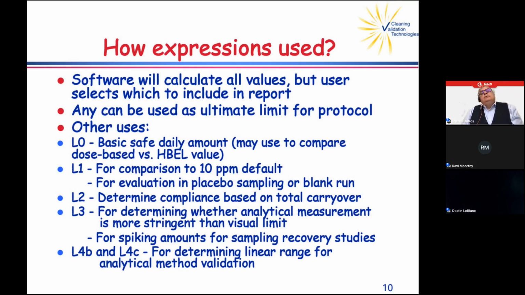For example, the L0, which is the basic safe daily amount, you certainly can use to compare your dose-based limit to the health-based limits, because both of them are L0 values, and you want to pick the most stringent. Sometimes it's useful to know what the L1 value is, because you're comparing that to the 10 ppm default value if you're using a 10 ppm default.